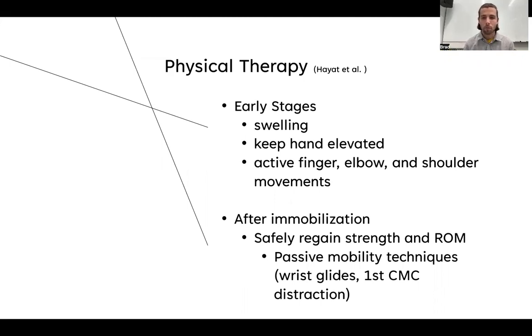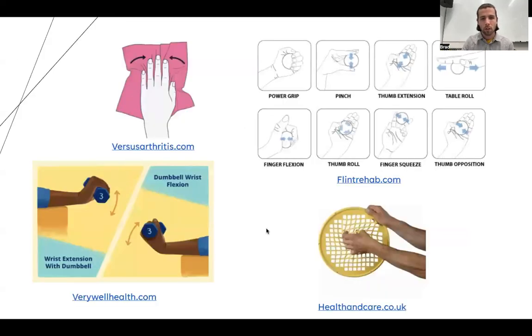So we could use some passive mobility techniques such as those wrist glides that we learned for CMC distraction that we practiced in class 2. And then these are just some ideas, again, after immobilization, to get that strength and range of motion back.